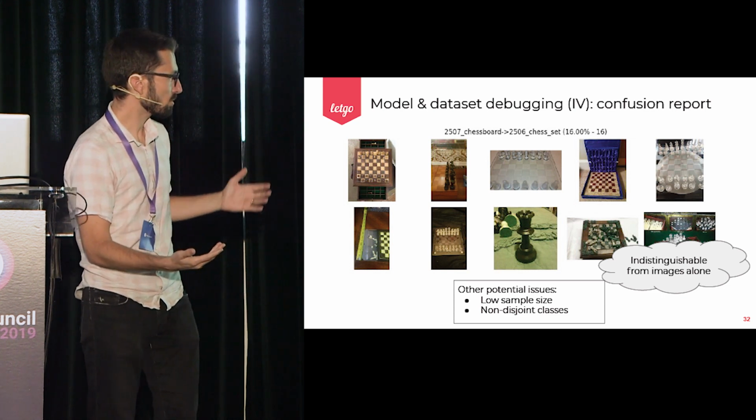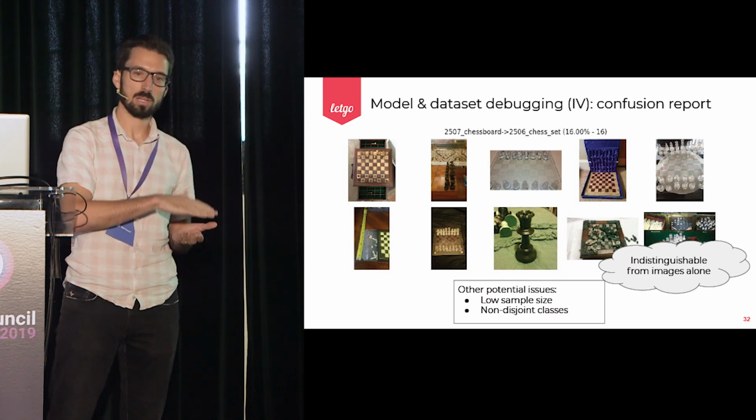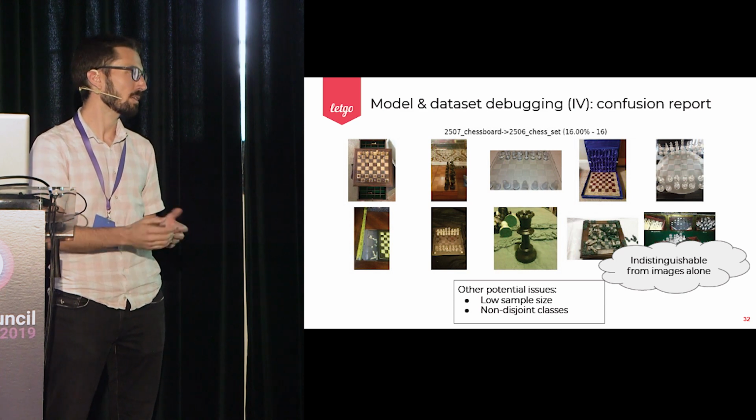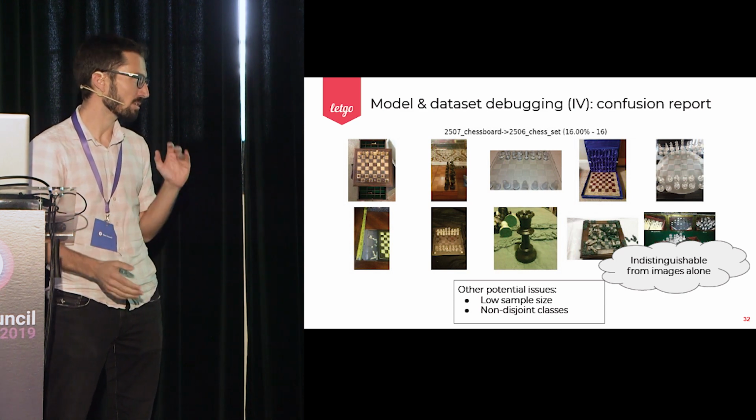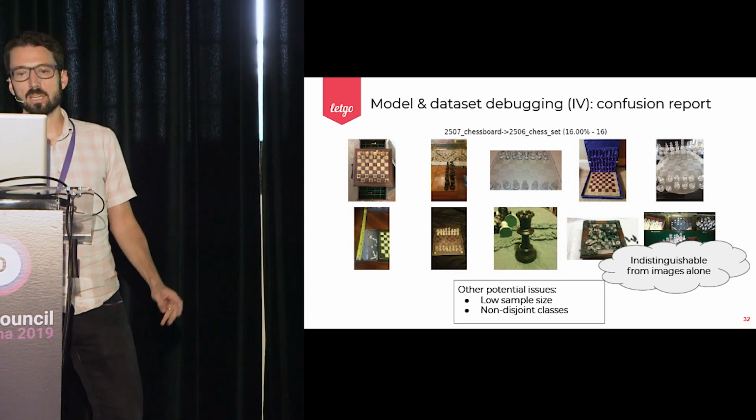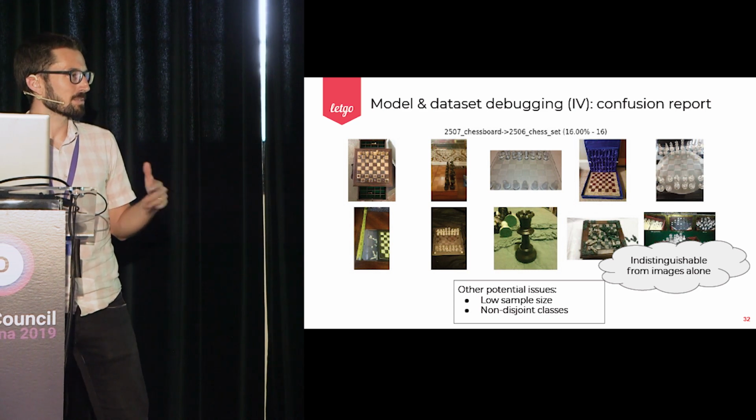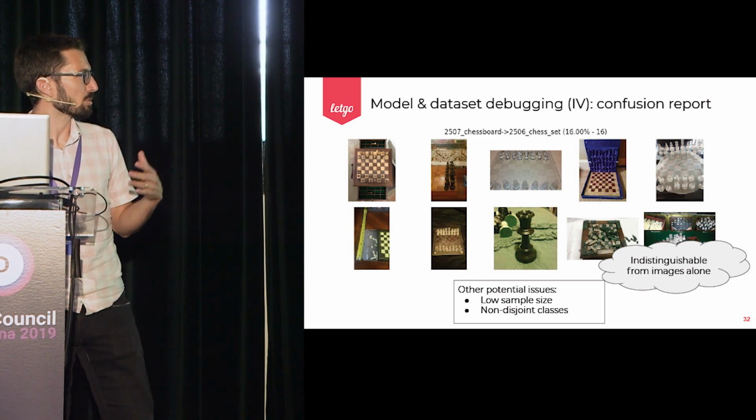There are other potential issues like low sample size. You may have very low sample size for some categories that's causing increased error, non-disjoint classes, etc. The takeaway is that looking at the data gives a lot more information than most metrics one can think of.